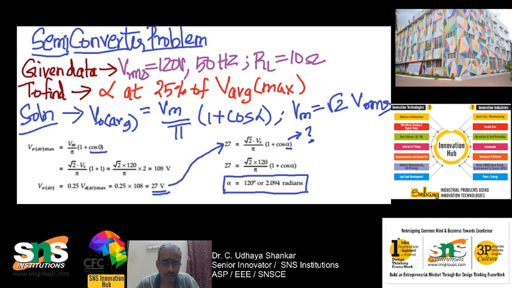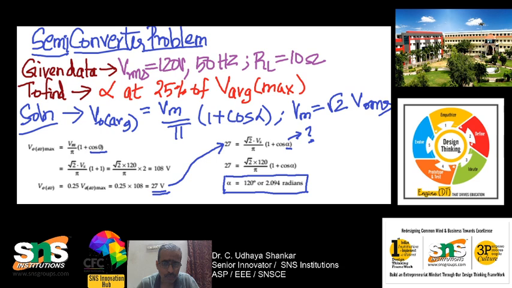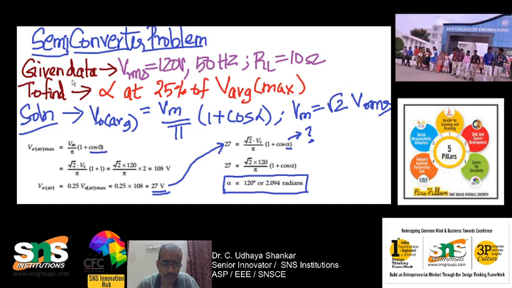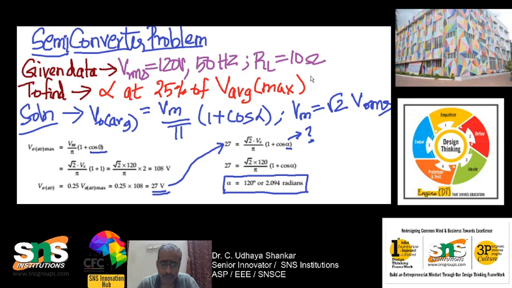To start with, let us start with the semiconductor based problem. From the problem we have to identify the given data. The RMS value is given as 120 volt, the frequency is given as 50 hertz, and the load resistance is given as 10 ohms. This is a sample problem. Here we want to find the value of alpha at 25% of the average maximum voltage.